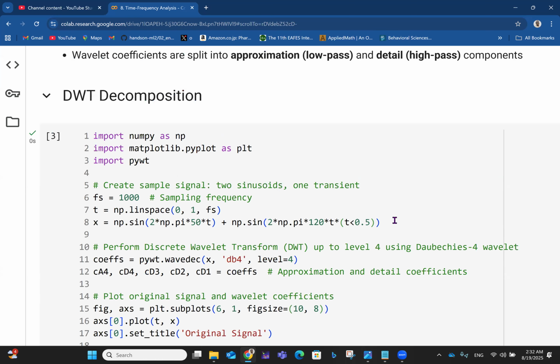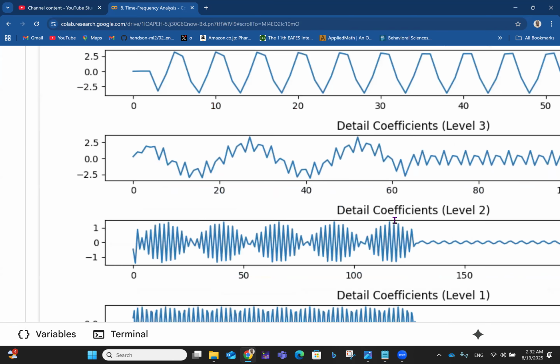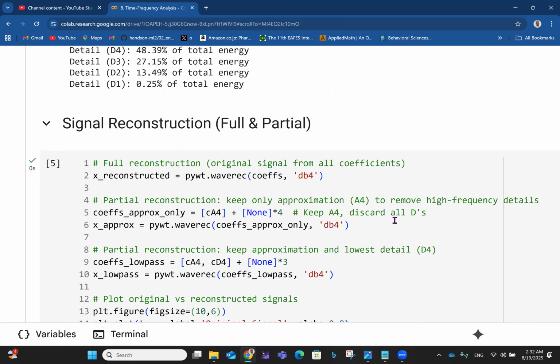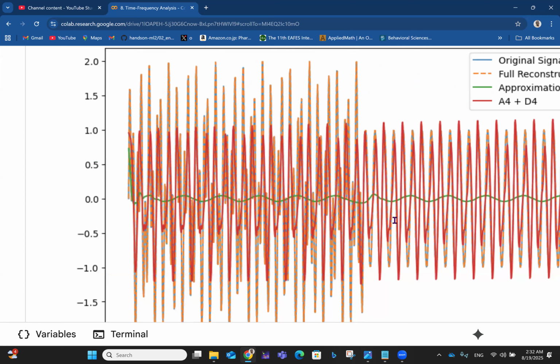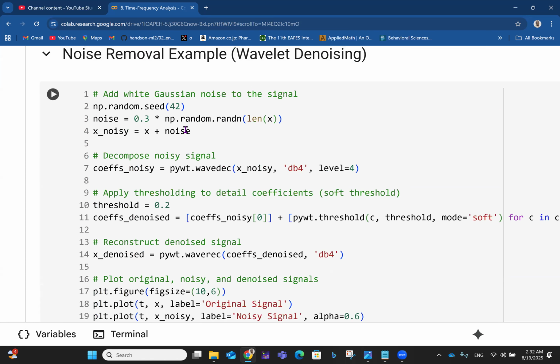Yes. So this same X is what we are using in other cells so that they are connected together. Okay, so here now we want to try to denoise, right? So we add noise so we can then remove the noise. So X noisy is X plus noise. So we have coefficient noisy. So you have X noisy DB for level 4.